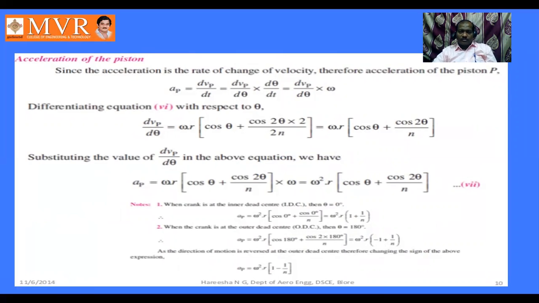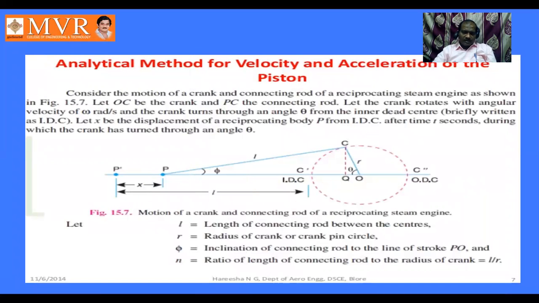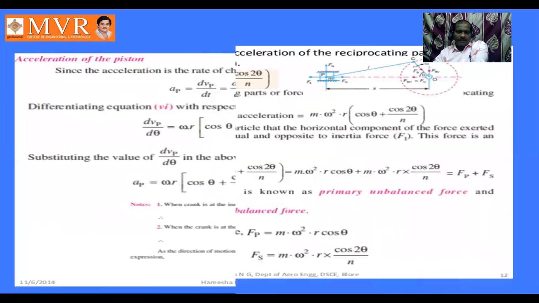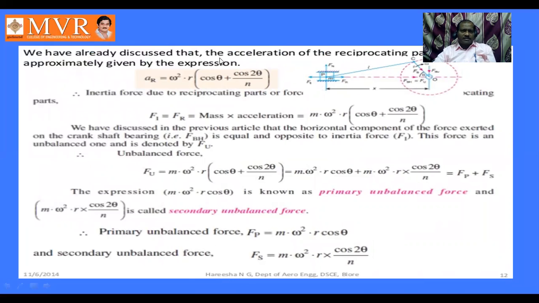Then the factors that are going to affect are angular speed, radius of the crank, and n, the slider to crank ratio, where n is equal to L by R. If you observe, n is the length of the connecting rod to the radius of the crank, that is n equals L by R. Next, we have already discussed that the acceleration of the reciprocating parts is approximately given by the expression that we have derived: Ar is equal to omega square r into cos theta plus cos 2 theta by n.